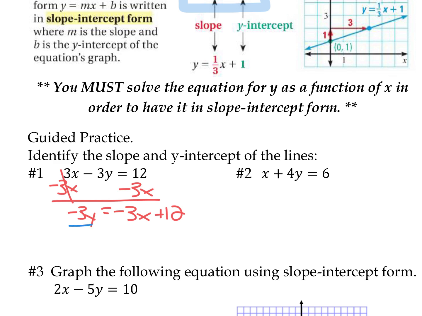And now we want to divide everything by negative 3, everything by negative 3, and that's going to give us y equals negative 3 divided by negative 3 would be a 1x minus 4. 12 divided by negative 3.